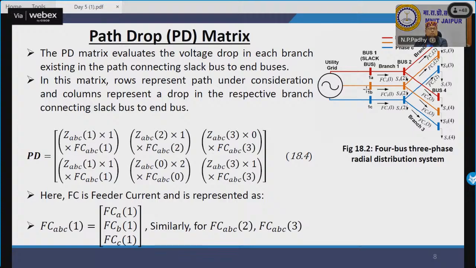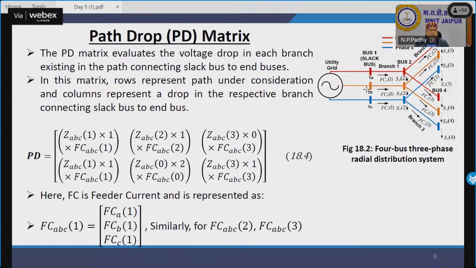Now, similarly, we can move to the path drop PD matrix. The PD matrix evaluates the voltage drop in each branch existing in the path connecting the slack bus to the end bus. Again, this is from the slack bus to the end bus. In this matrix, rows represent the path under consideration and columns represent the drop in the respective branch connecting the slack bus to the end bus. Now, what is the path drop PD matrix? It is equal to ZABC times FCABC, and FCABC is nothing but FCA, FCB, FCC. So Z into FC will give me the PD matrix. Okay, please try to understand.